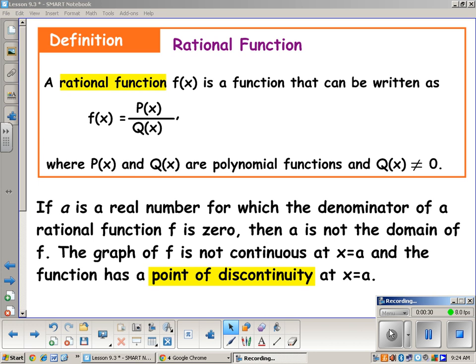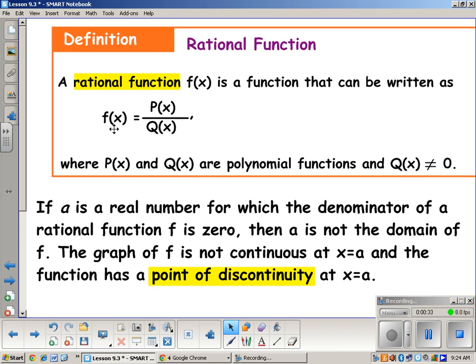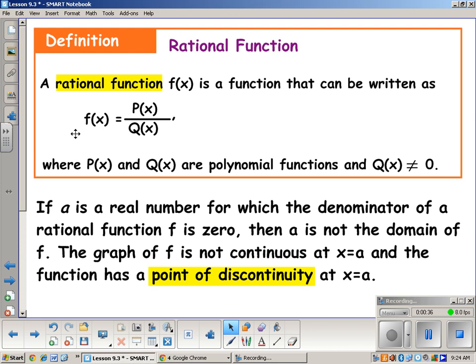Just to make sure you understand the symbolism, f of x is a function, okay? In terms of x, p of x is another polynomial function in terms of x, and q of x is another polynomial function in terms of x. And so they're just expressions, okay? It could be something as simple as x over x plus 2. All right? It could be a lot more involved. It could be quadratics, third degree, fourth degree, whatever.